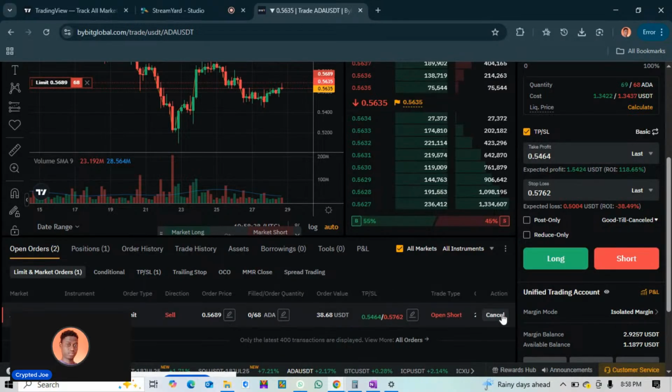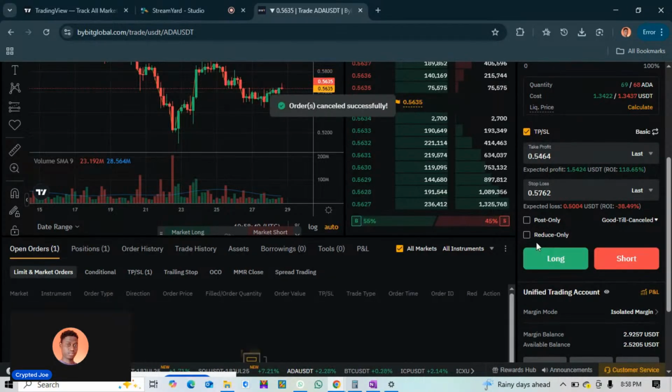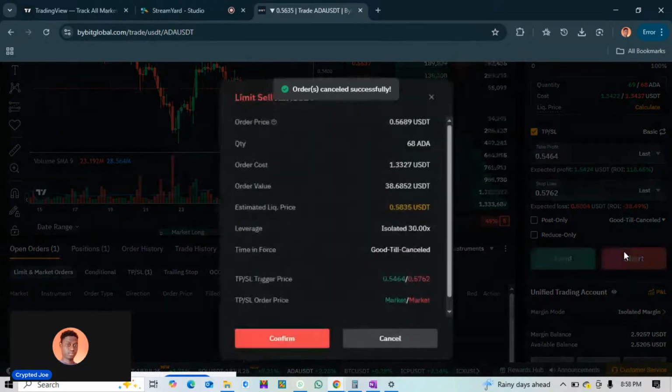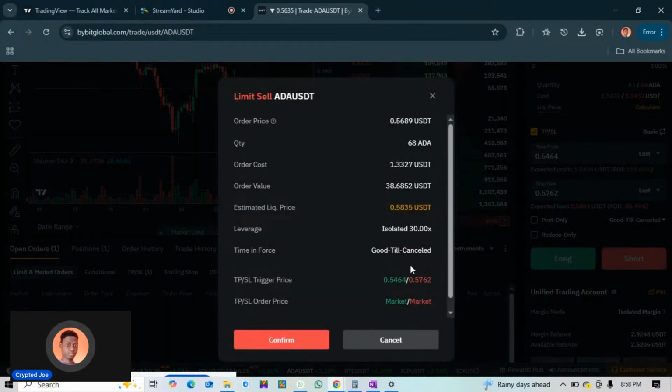Okay, this is it. Cancel. All right, very good. So now, looking at this confirmation window, I'm very much good to go. My stop loss is 0.5762. My liquidation is 0.5835, which means my stop loss is lesser than my liquidation. So I'm good to go to click on this confirm button and place my order.